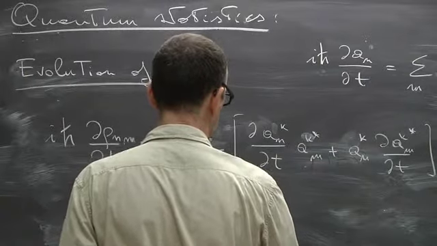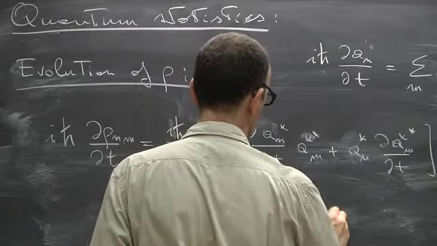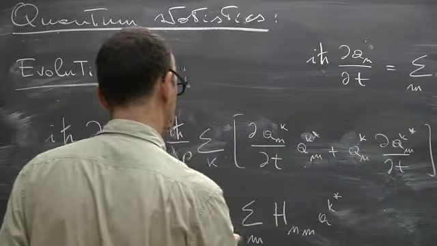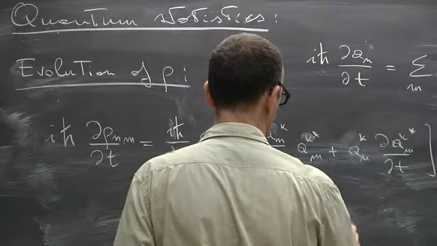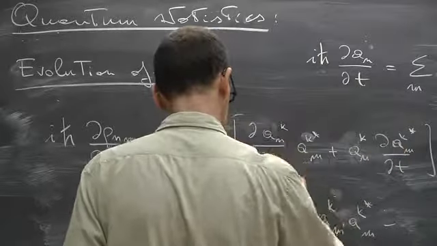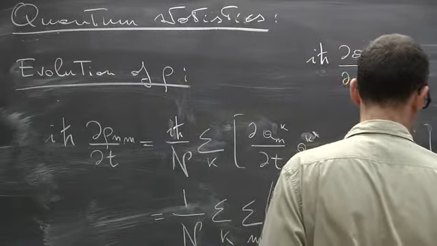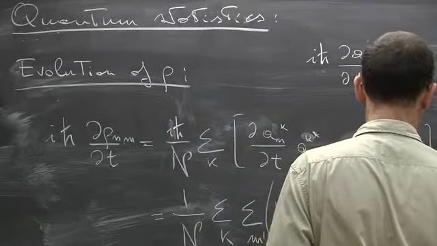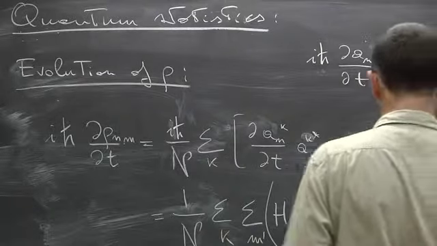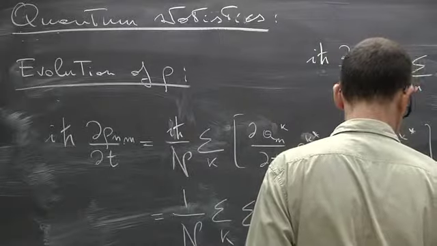So here you have a sum over k, a sum over m, times h n m a m k a m k star, minus h n m prime, and then a n k a m prime k star.